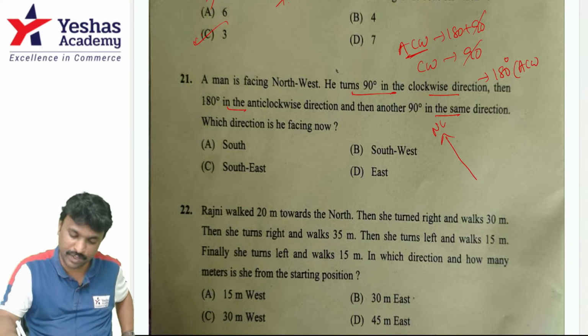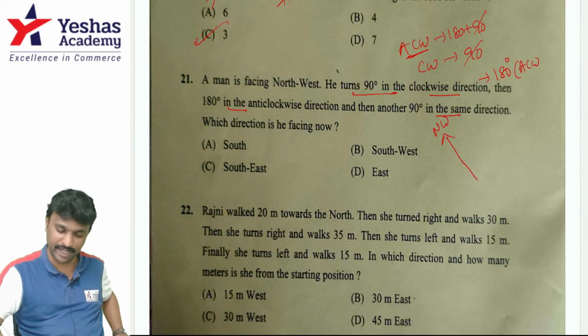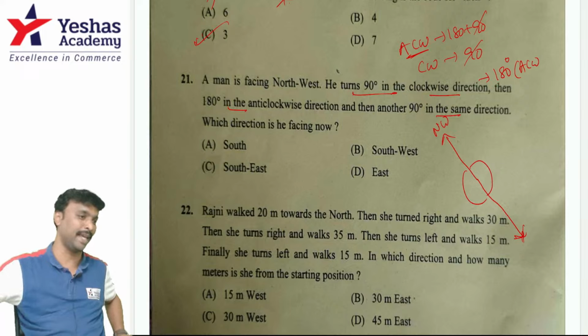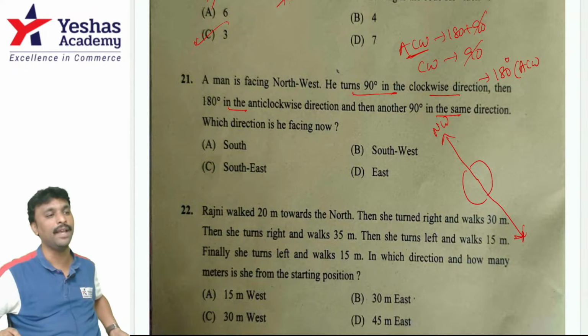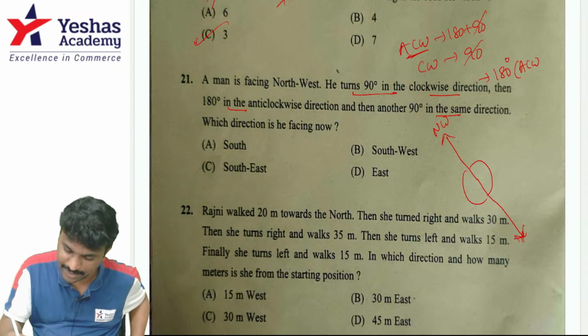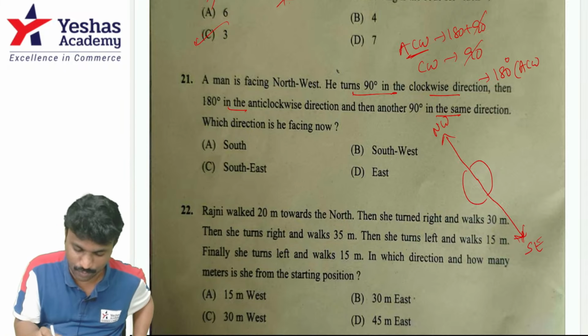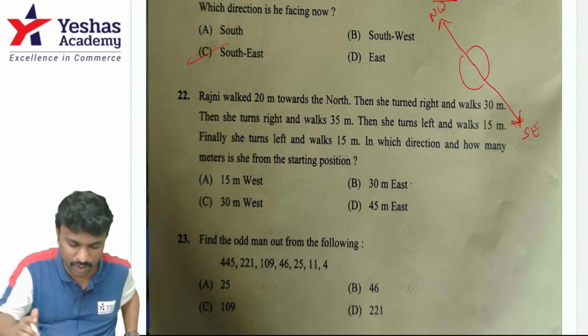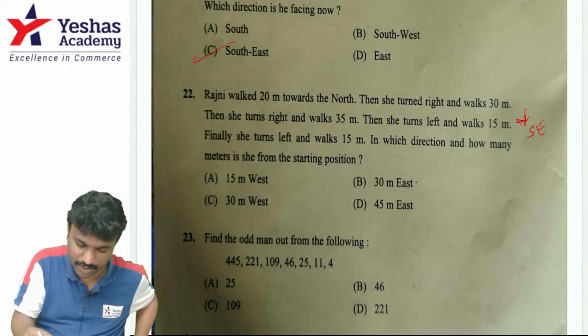From northwest, anti-clockwise 180 degrees is exactly the opposite direction. You can take clockwise or anti-clockwise, it comes down to the same direction. Yes or no? Because it is 180. Clockwise or anti-clockwise comes out to be the same. So finally it is southeast. So what is the answer? Option C. Have you understood? Moving on to the next question. Rajani walked how much?